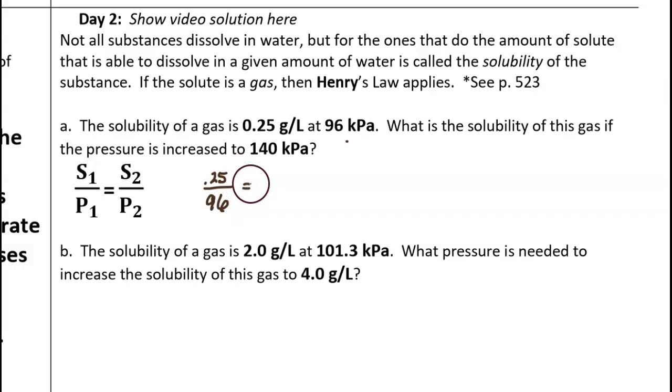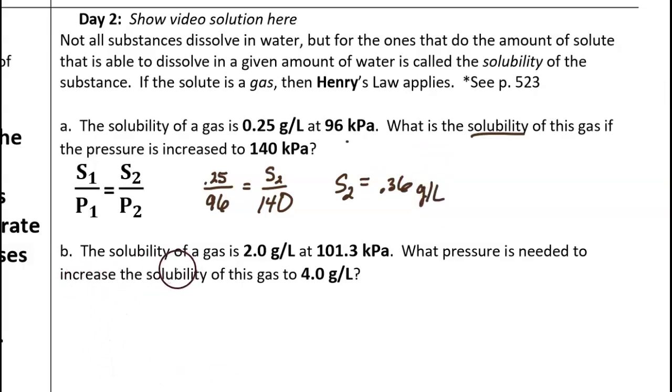That's P1. Then we're asked, what is the solubility? So S2 is our unknown. We leave the variable as S2. When the pressure is increased to 140 kilopascals, that gets filled in for the P2. This creates an equation whose only variable is S2. And then we solve this using algebra. It looks like we can multiply by 140 because that would get rid of the dividing 140 and get the S2 alone. So take the calculator, go 0.25, divide 96, and then times 140. And the result is 0.36 grams per liter.